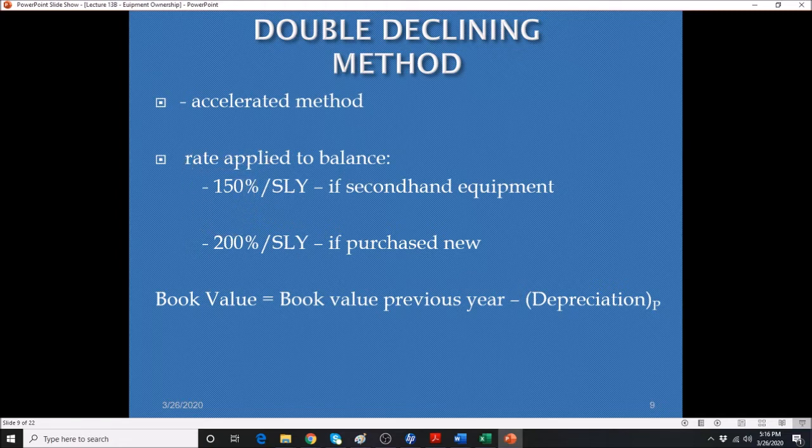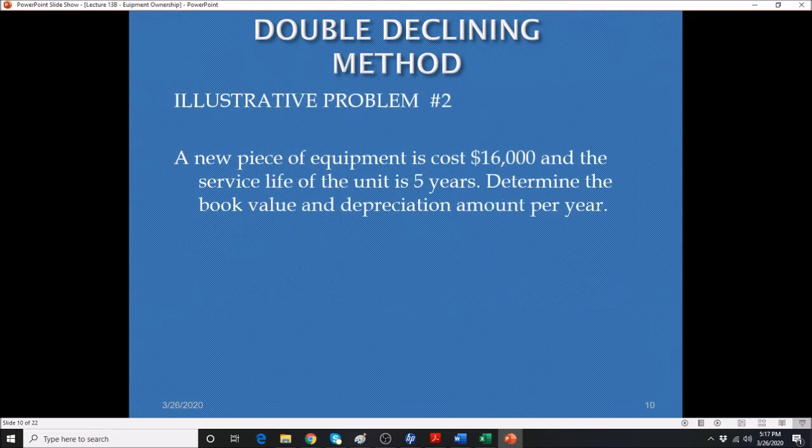So it's 150% divided by the service life year, or 200% divided by the service life year of the equipment. Which means that if you purchase a second-hand equipment that has a service life of 5 years, the depreciation rate will be 150 divided by the service life year. The same thing also with this one here. To calculate the book value, it's the book value of the previous year minus the depreciation of the previous year.